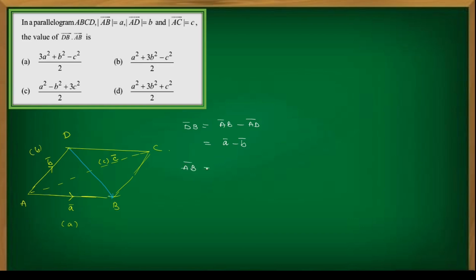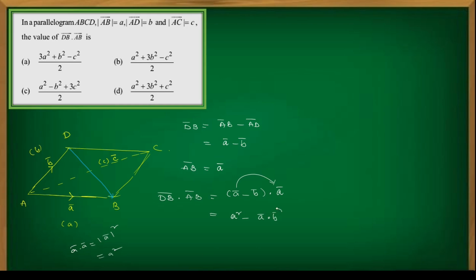Next, what is AB? AB bar is itself A bar. Now we want dB bar dot AB bar, which is A bar minus B bar dot A bar. So A bar dot A bar. What is A bar dot A bar? I told you just now. Seems to be a very simple thing. Length of A bar whole square, which is A square. So I'll write A square, minus we have A bar dot B bar.